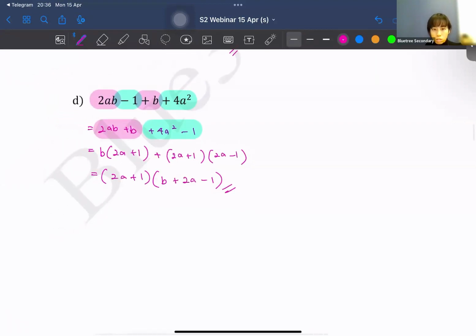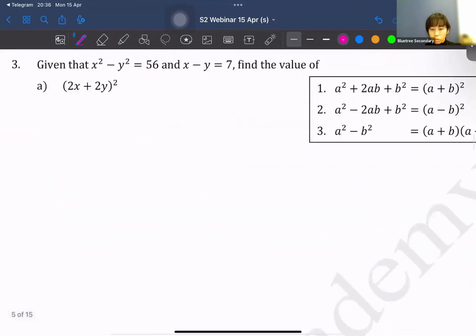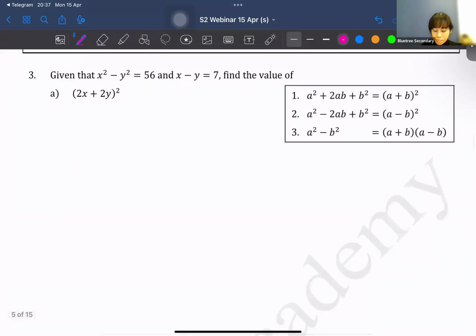Okay, I'm going to move on to the next question. The next question will be a little bit more challenging because it's the application of your identities. So they gave you the value of x squared minus y squared equals 56 and x minus y equals 7. They want you to find out what is 2x plus 2y squared. So remember, a common mistake students make is that straight away they write down that this equals 2x squared plus 2y squared. Wrong. There's a wrong use of the expansion. If you were to expand this out, you need to give me a squared plus 2ab plus b squared.